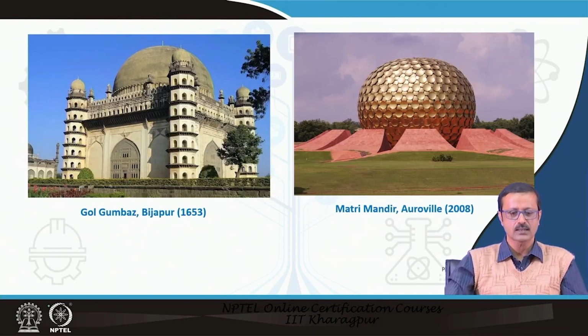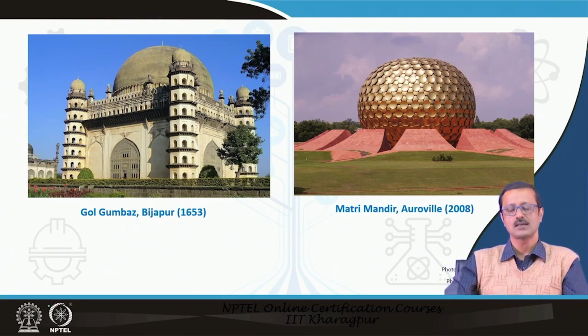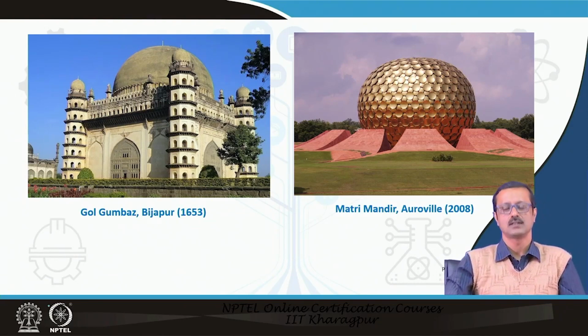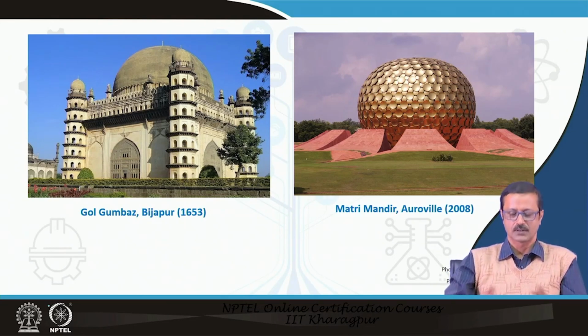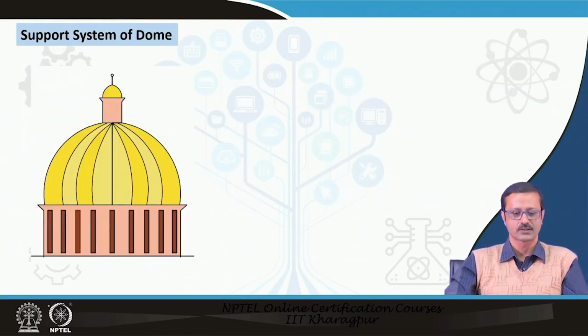Among other historical domes in Islamic history, there is the Gol Gumbaz in Bijapur, another very perfect hemispherical dome. In modern times in India, there is the Matri Mandir in Auroville, if you have been there, you have seen a perfect circular dome created to house a meditation hall in 2008. So there are ample examples available in history and in modern architecture also.